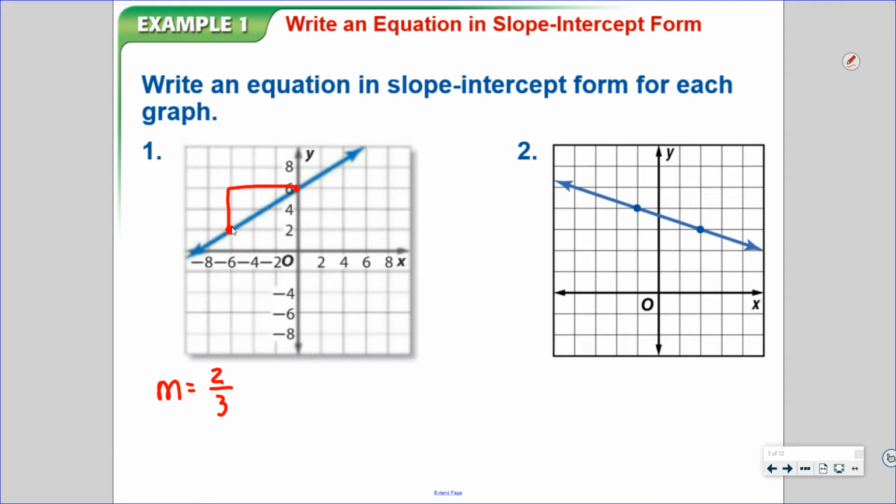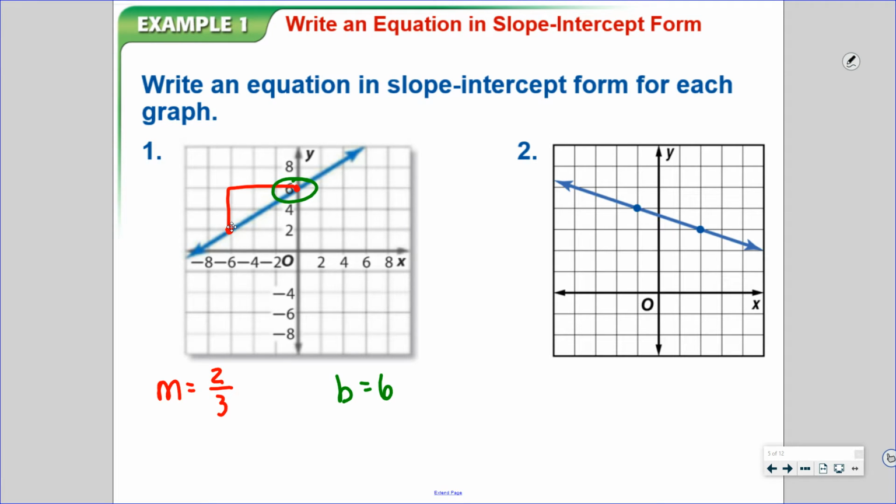Should have gotten positive 2 over 3. Okay, the next thing I ask myself: can I tell what my y-intercept is by looking at this line? Does it definitely cross clearly on the y-axis? Yes, it does, at (0, 6). So my y-intercept is 6.